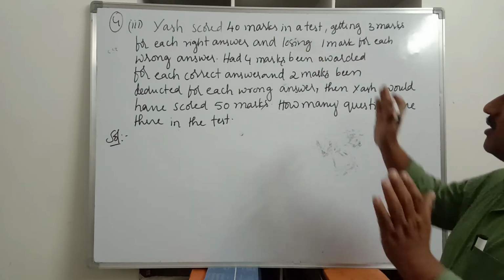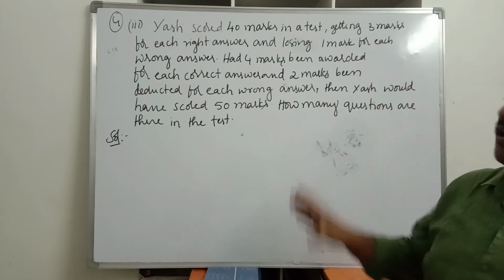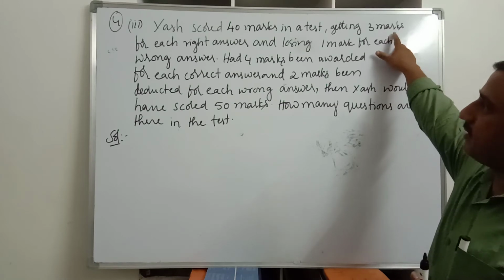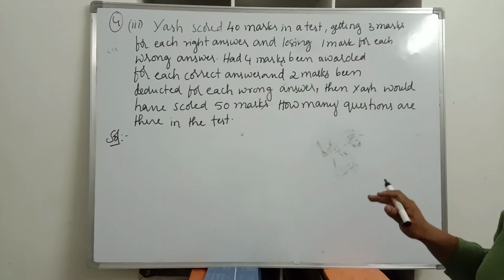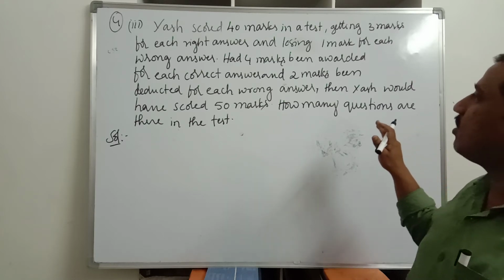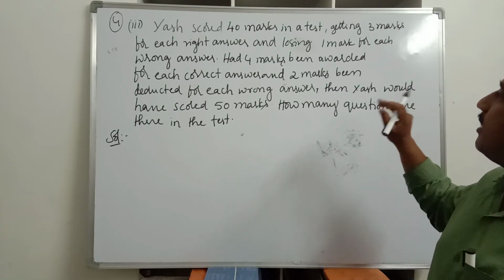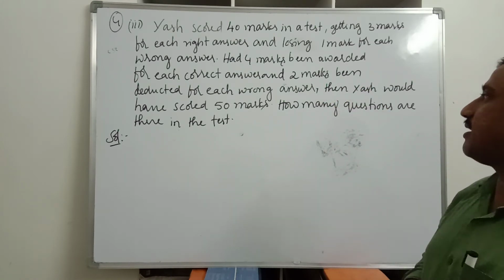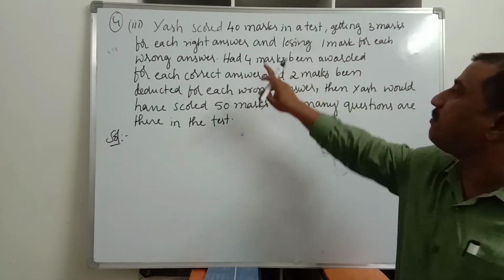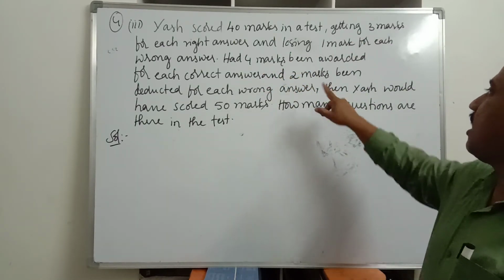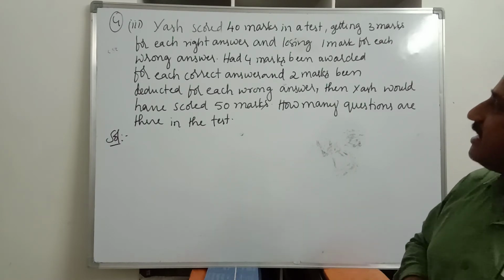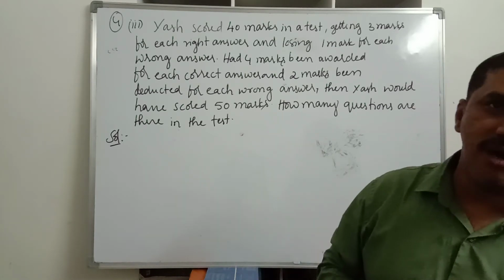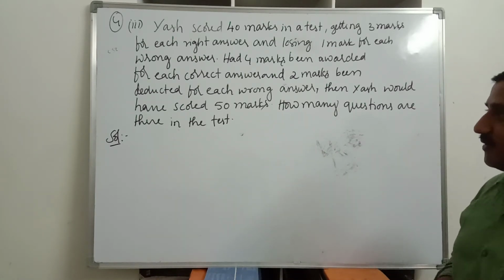In the first case, he scored a total of 40 marks, with 3 marks awarded for each correct answer and 1 mark deducted for each wrong answer. That is the second case. Had 4 marks been awarded for each correct answer instead of 3 marks, and 2 marks been deducted for each wrong answer, then he would have scored 50 marks. How many questions are there in the test?